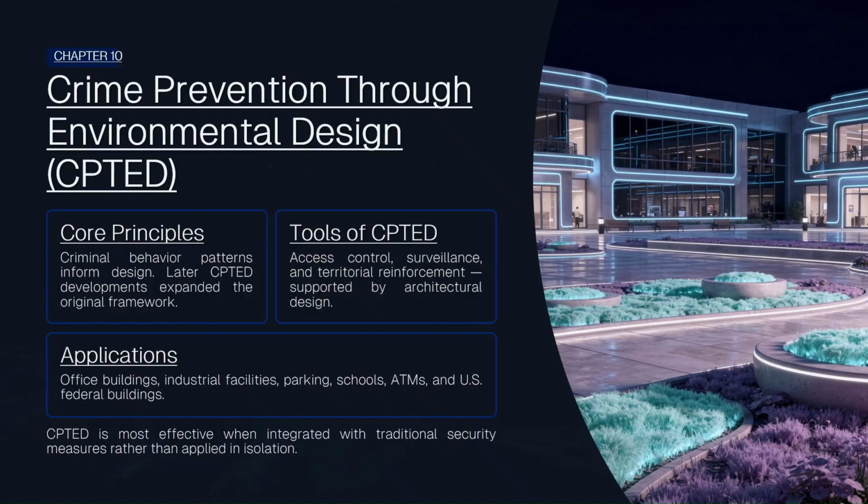CPTED also relies on tools and supporting technologies, including access control systems, surveillance cameras, and strategic architectural planning. These principles are applied across many environments, such as office buildings, residential facilities, parking structures, automated teller areas, and university campuses. When integrated with traditional security measures, CPTED strengthens protection by shaping the environment to discourage criminal behavior.